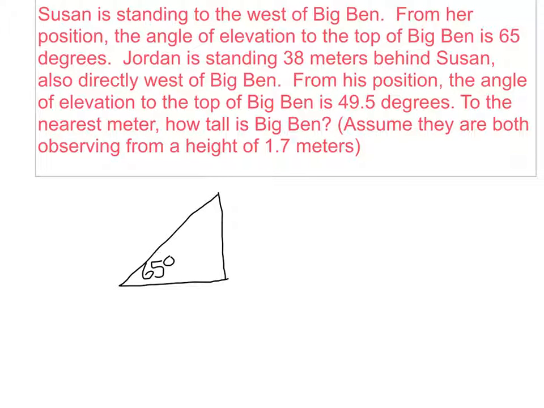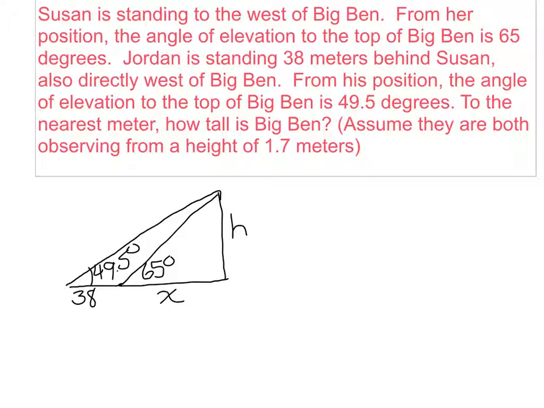And then Jordan is 38 meters behind Susan and also in the same direction, directly west. And his position, the angle of elevation, is 49.5 degrees. So he's 38 meters behind her. Okay, so the question is, again, how tall is Big Ben? And we don't know how far Susan is from the clock.